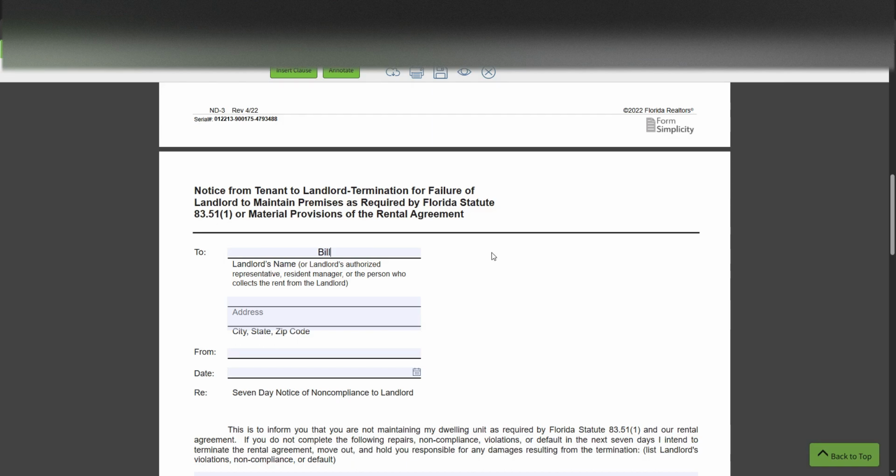So let's just say Billy Bob is the landlord. You put the landlord's name there. Simple enough. You put the landlord's address down here.